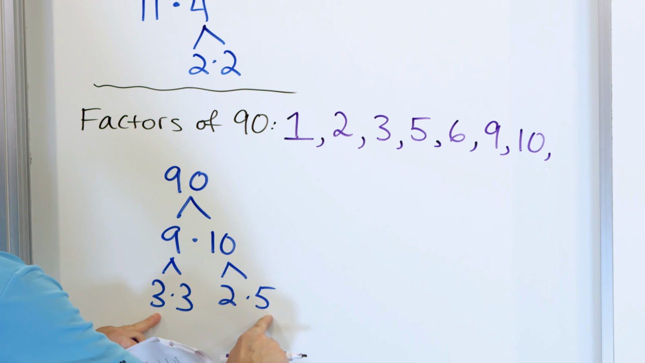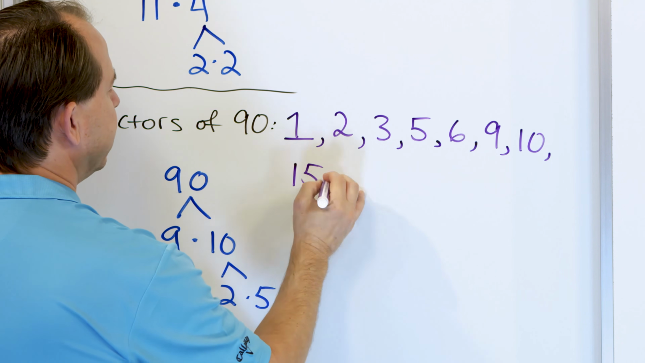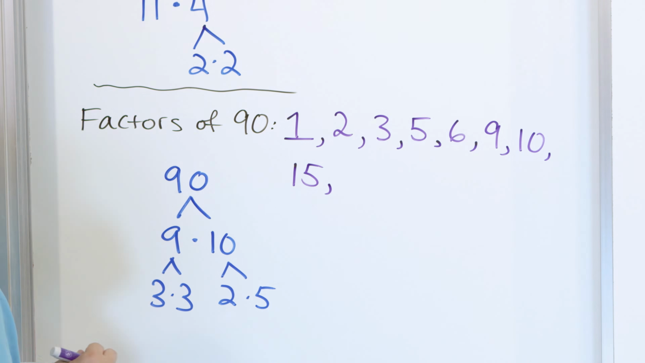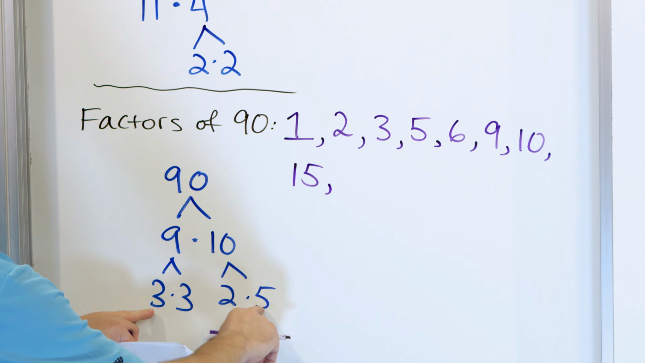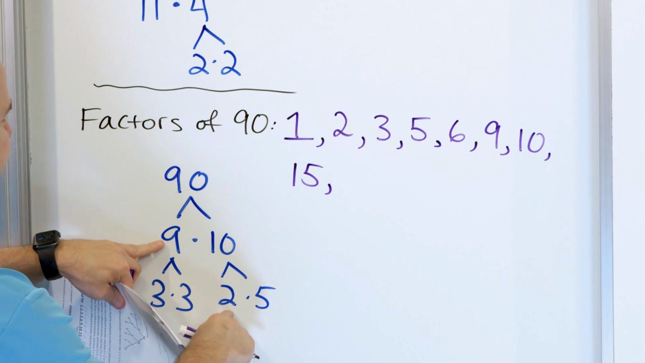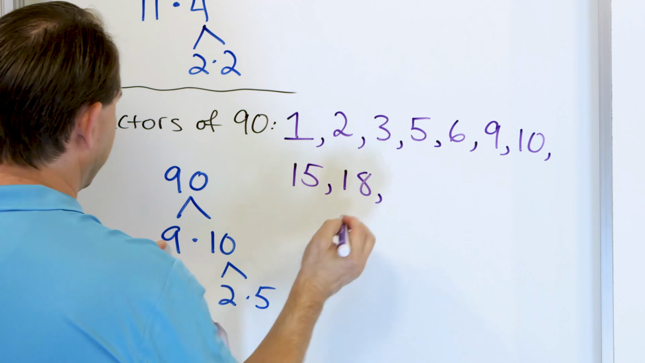What about 3 times 5? I got a 3 here and a 5 here, so that's 15. So 15 is a factor. So I've already done the 3 times 2 is 6. I've already done the 3 times 5 is 15. So now I've got to go up a level and say, what about 9 times 2? Well, that's 18. That has to go in there.